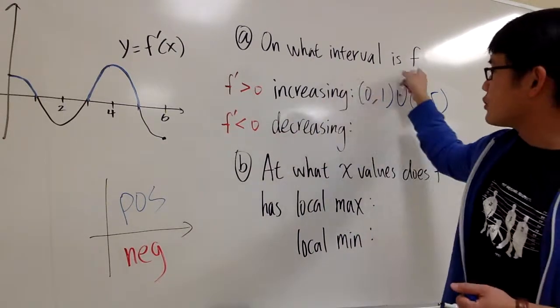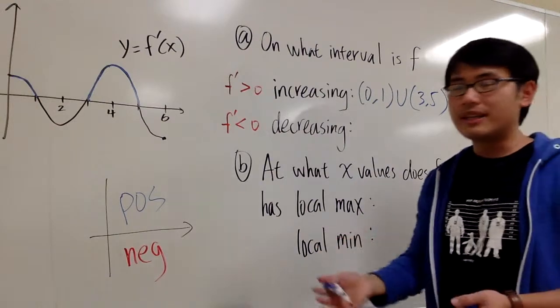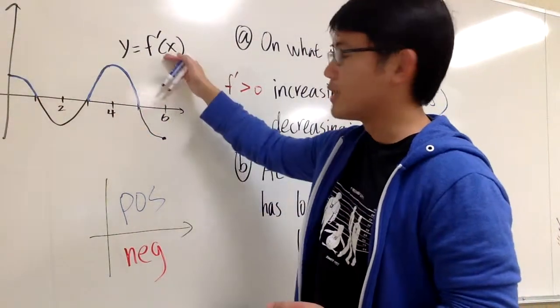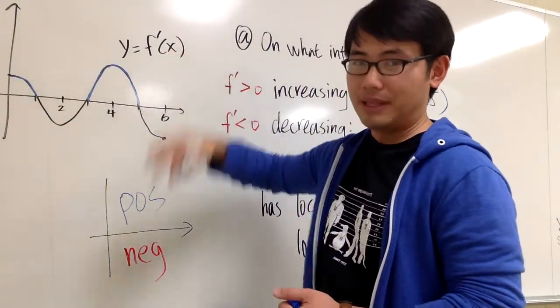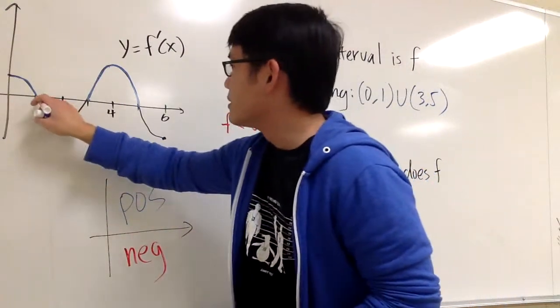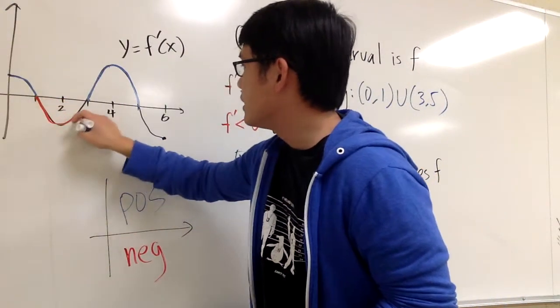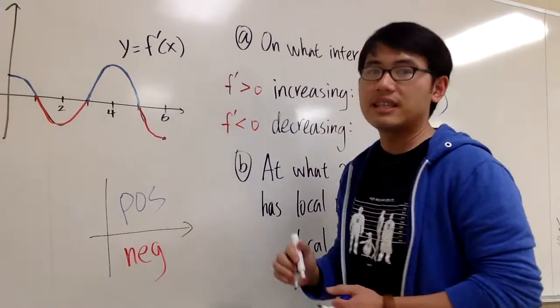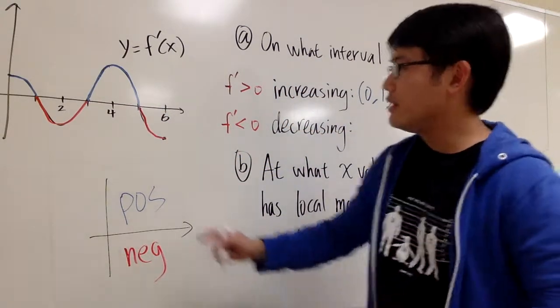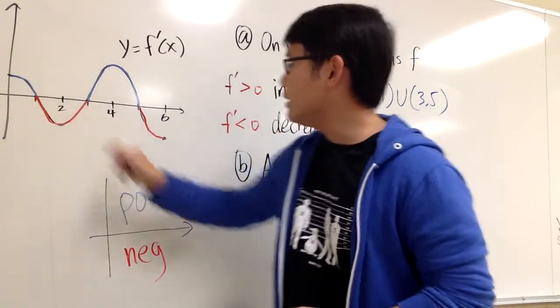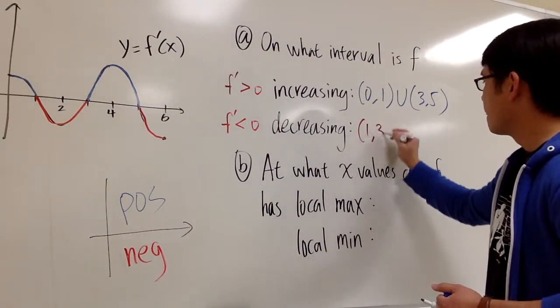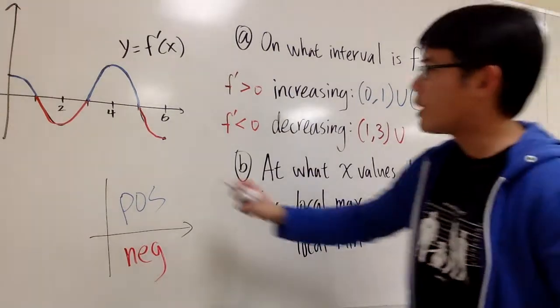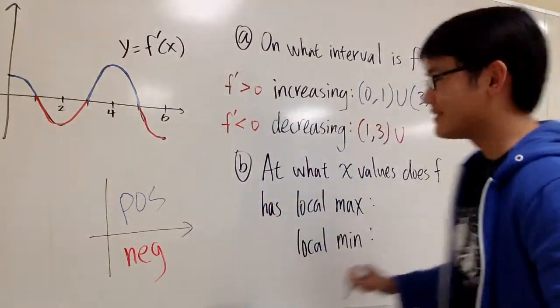And for the original function to be decreasing, we look at the graph of the derivative to see where it is below the x-axis. Namely, it's going to be here and here, below the x-axis, to get negative values for that. In other words, from 1 to 3, union, the second part will be from 5 to 6.